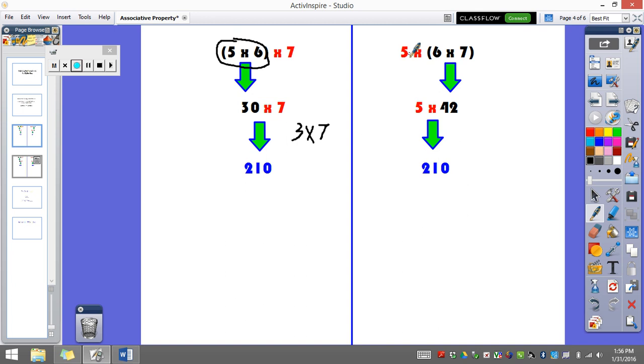Here we have those same numbers, 5, 6, and 7, but we're going to group 6 times 7, which is 42. Then we do 42 times 5. I would start by doing 40 times 5, which would give me 200. And then I would do 5 times 2, which would give me 10. Adding those two numbers together would give us 210.